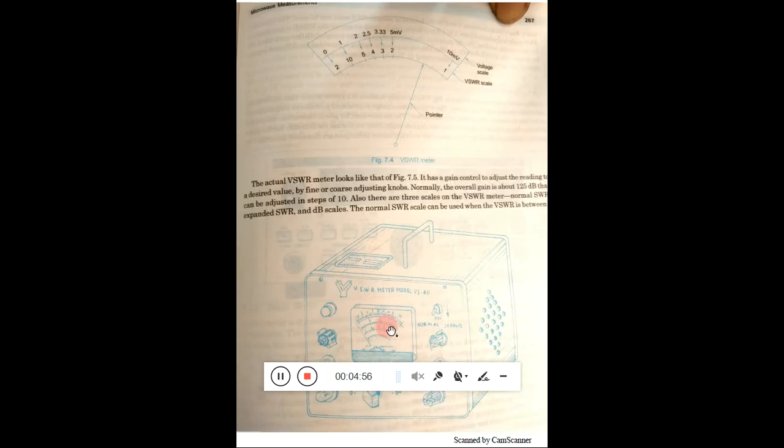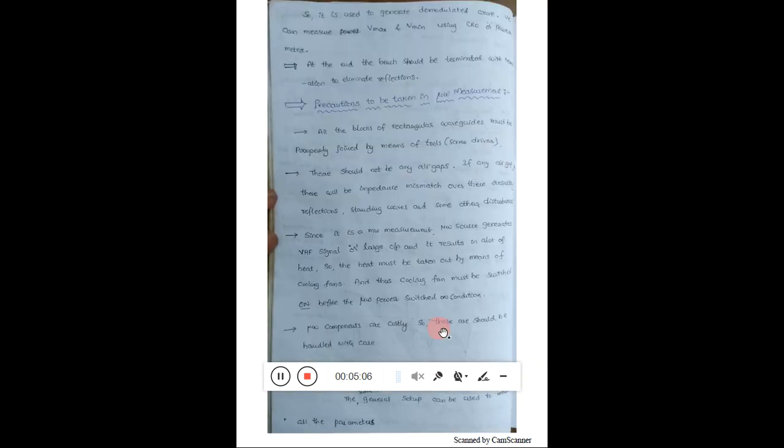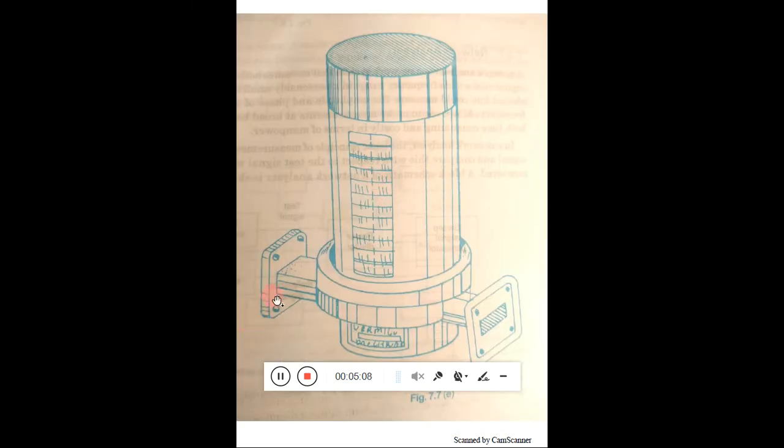This is the VSWR meter, to measure various VSWR values and power values, using this gain and fine controls and some other controlling units. This is the frequency meter. Using this frequency meter we can measure the frequency directly as a reading. It has a scale. By changing the position of this knob, we can change the scale value.